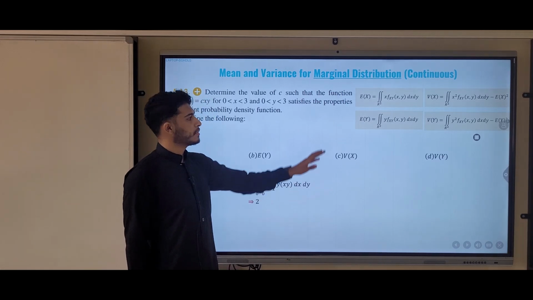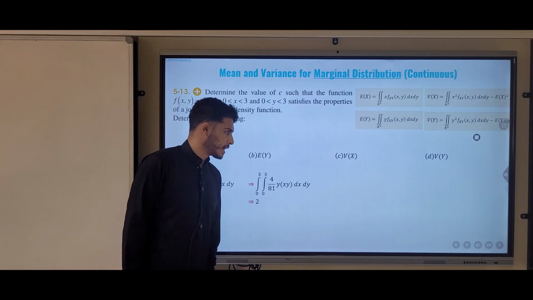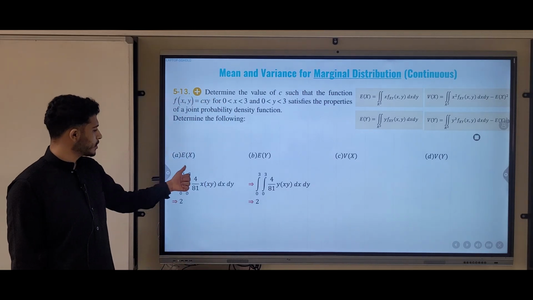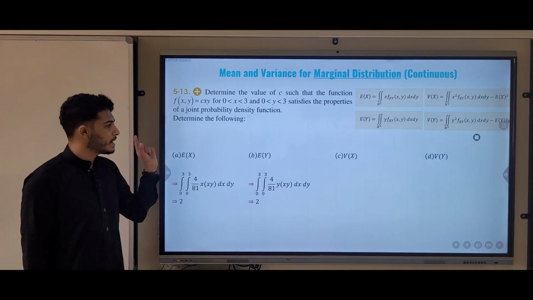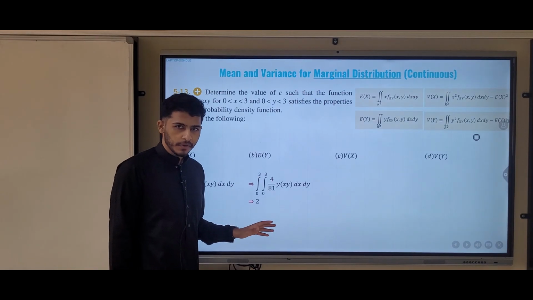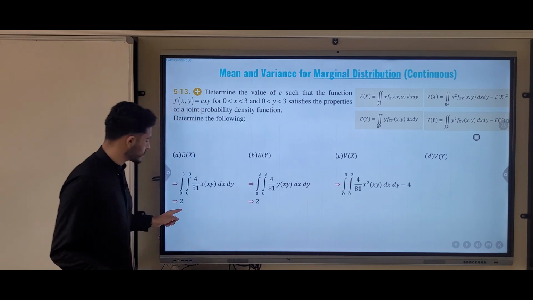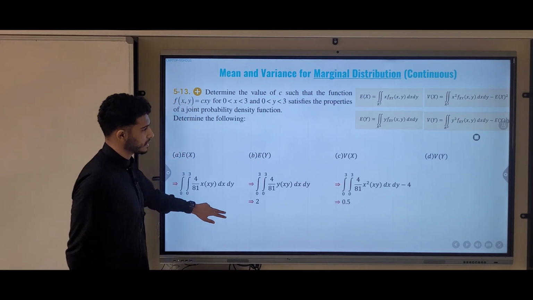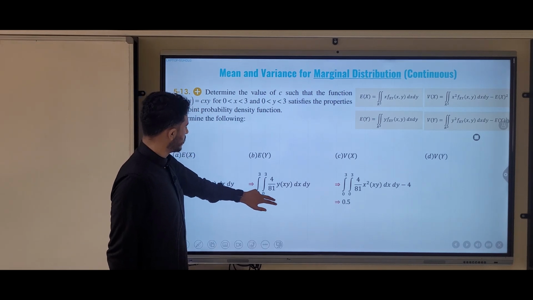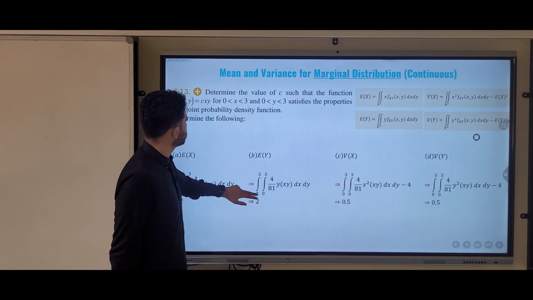For the variance, same thing, same exact idea. Instead of multiplying by x here, you multiply by x squared, and then at the end, after you finish integrating everything, you subtract this expected value squared. That's basically it. Same goes for y also. Yep, very nice.